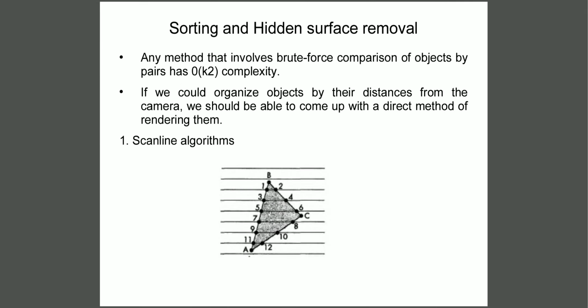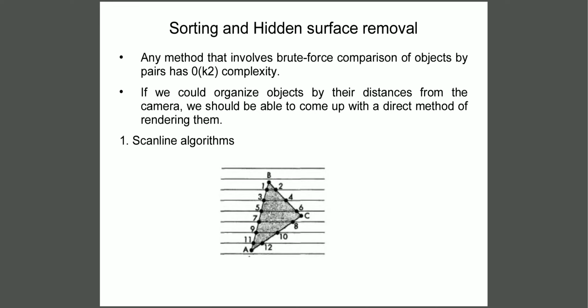Hello students, in the last video I discussed hidden surface removal and polygon rasterization algorithms. In hidden surface removal, we have two approaches: the object space approach and the image space approach. In the object space approach, the complexity is big O of k square, because we compare each object with all other objects, so the complexity increases. The object space approach is also called the brute force approach. If we use the image space approach, the complexity is reduced to big O of k.